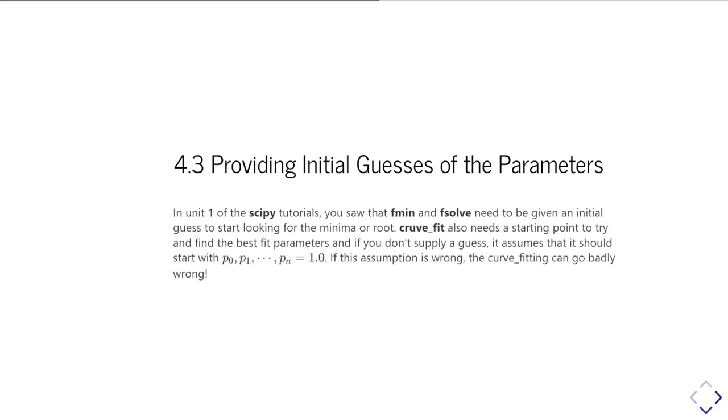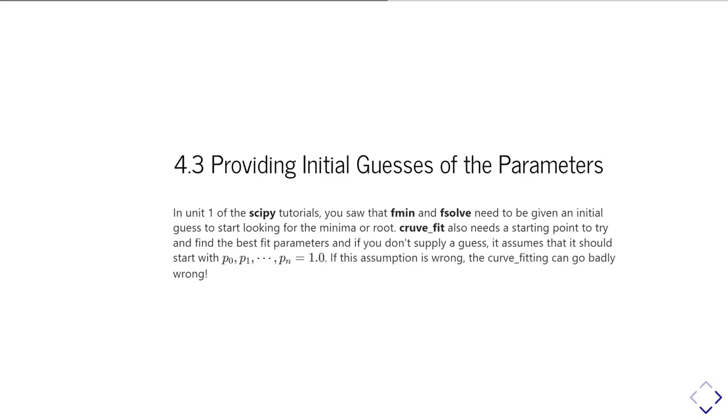Okay, so in the third part of this unit on curve fitting, we're going to talk about situations in which you really have to provide some kind of initial guess to the parameters. As we saw in unit one, when we're using things like fmin and fsolve, we needed to give an initial starting value so that SciPy could have a go at working out where to find either the minimum or the root of our function.